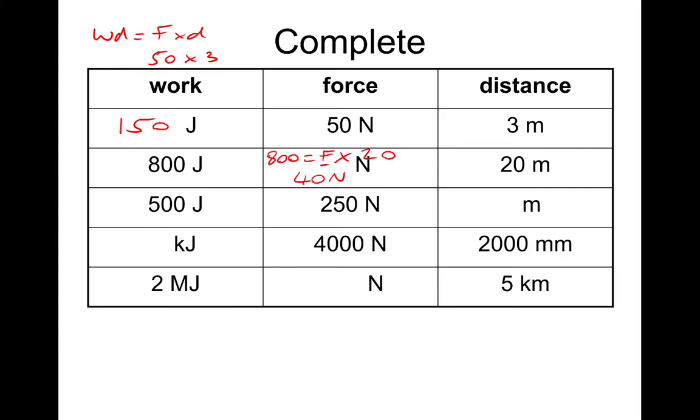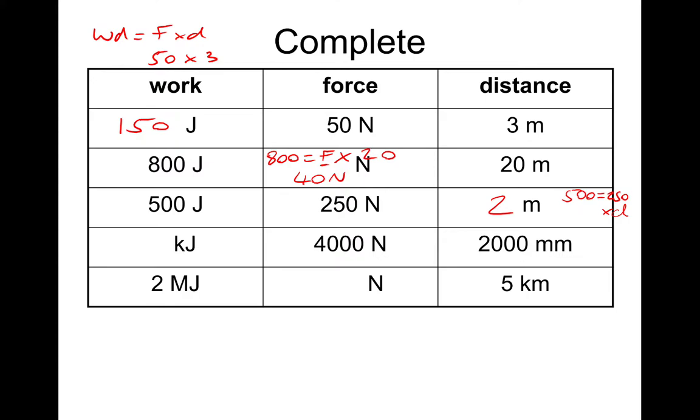So the third one, once again, work done is force times distance. So work done is 500 equals 250 times D. So to get distance on its own, we need to get rid of the times 250, so divide. So 500 divided by 250 gives us 2 meters.